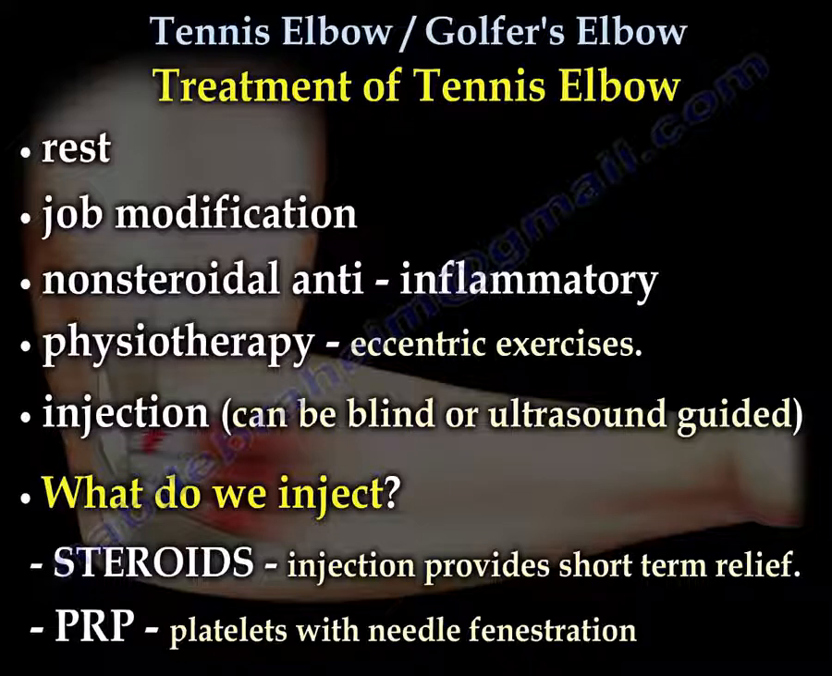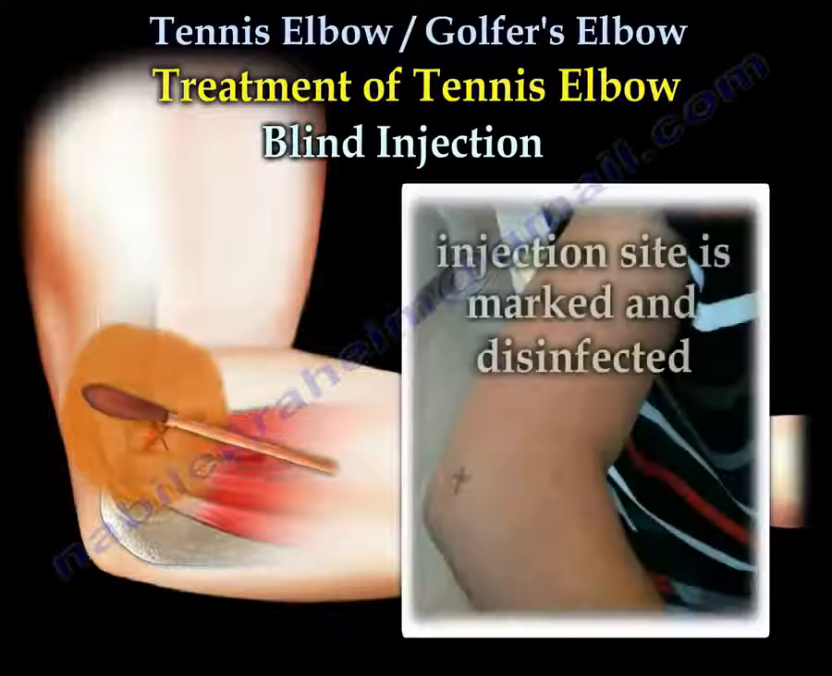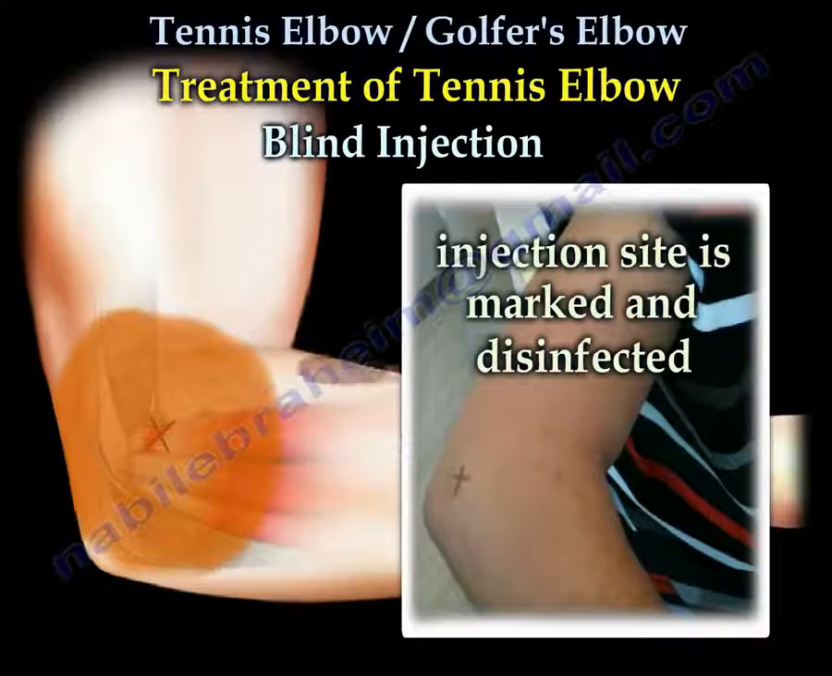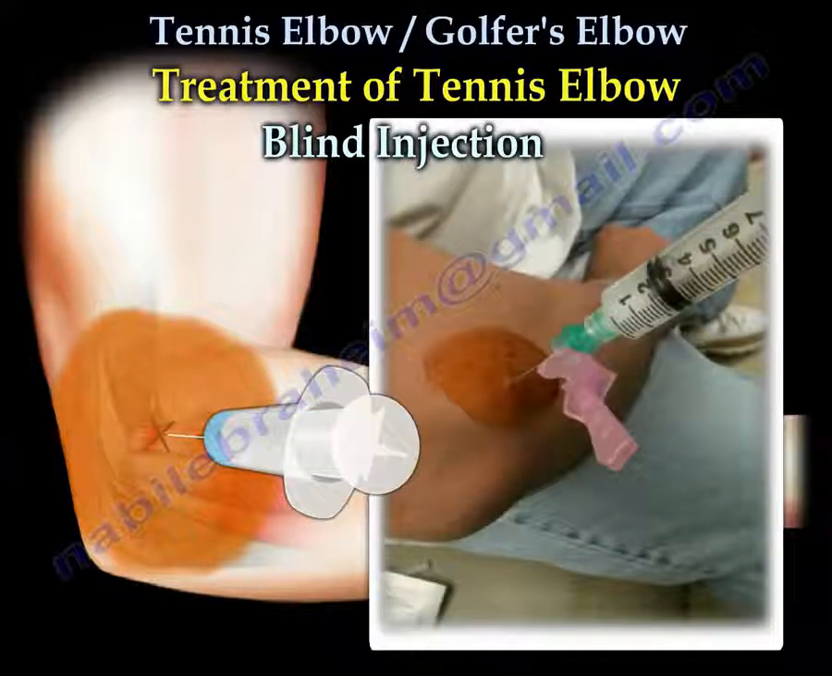PRP, platelets, with needle fenestration is probably the best treatment, but it is expensive. It requires more than one injection, and doctors will have trouble getting the method assembled. Here you can see the blind injection. The site is marked and the skin is disinfected, and the therapeutic fluid is injected into the selected marked site.